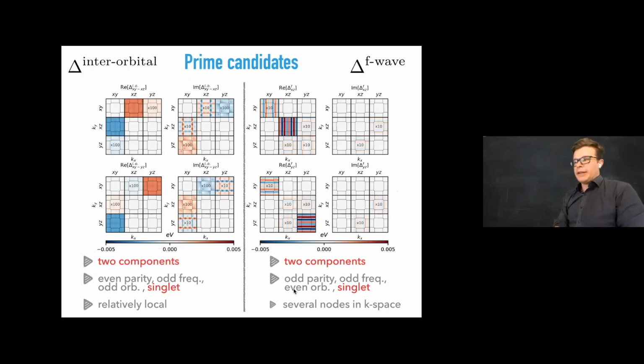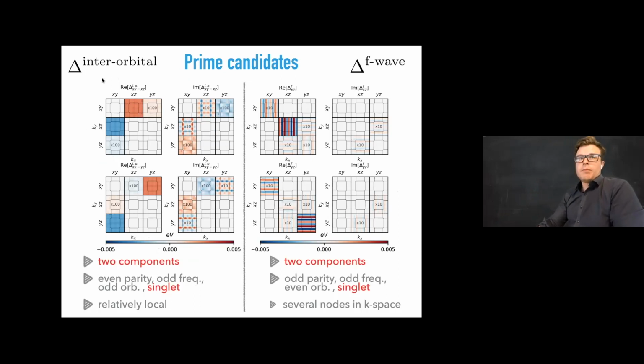So the prime candidates are two. We identified two, by means of their strength, their size of the lambda eigenvalue, and also of the temperature gradient of the lambda eigenvalue. And those two are, on the one hand side, an interorbital gap function, and on the other hand, what we called F-wave gap function.